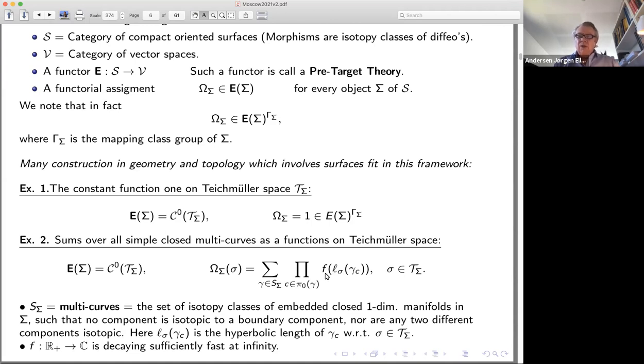And so this function here has to decay sufficiently fast for this to be a nice function on Teichmüller space, of course. And if it decays sufficiently fast, then all the mapping class group action will do is just permute the sum here. And so therefore, if it decays so fast that we have absolute convergence, of course, we will get that this is a mapping class group invariant function on Teichmüller space. So this is a very interesting function. It has to do with statistics of simple closed curves on surfaces.